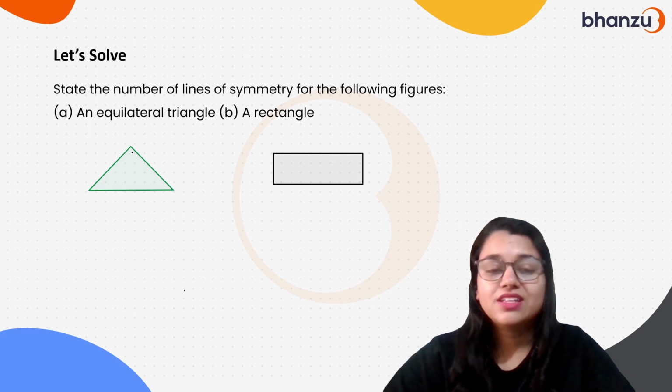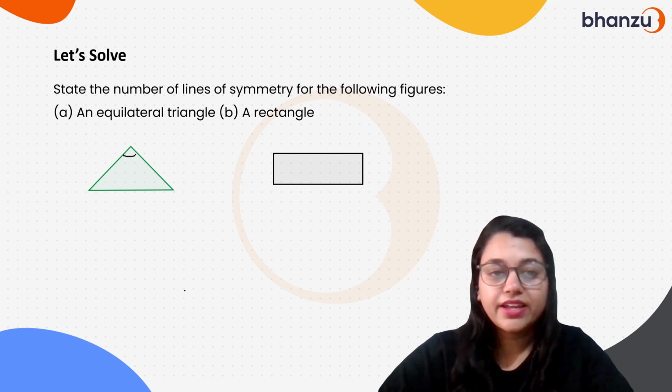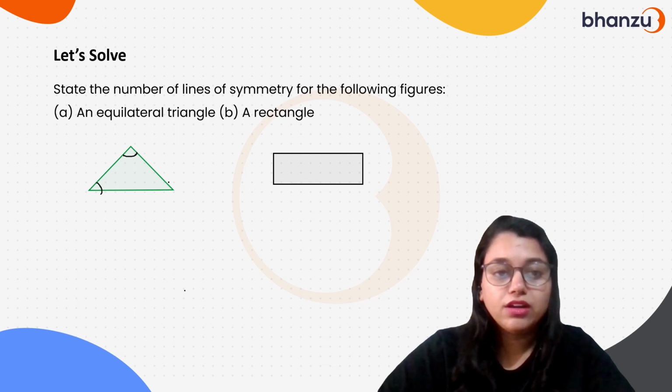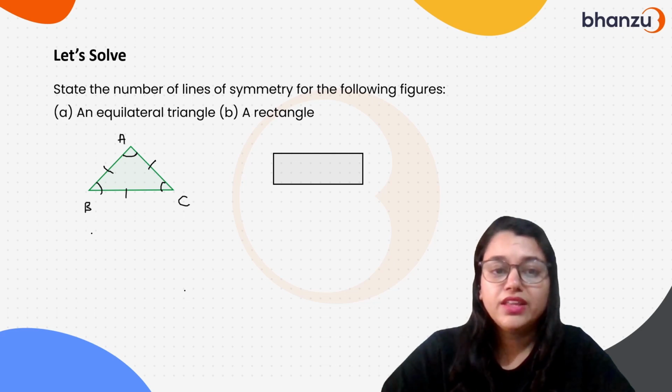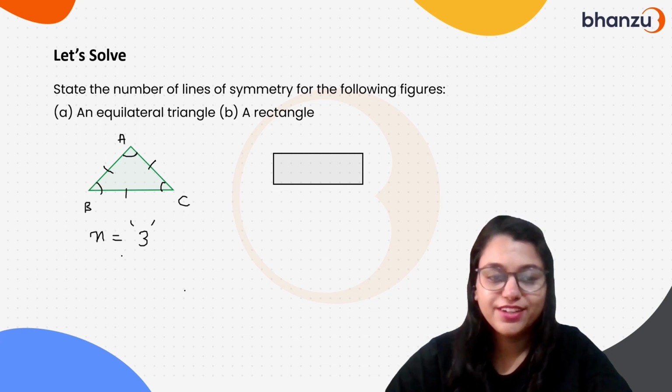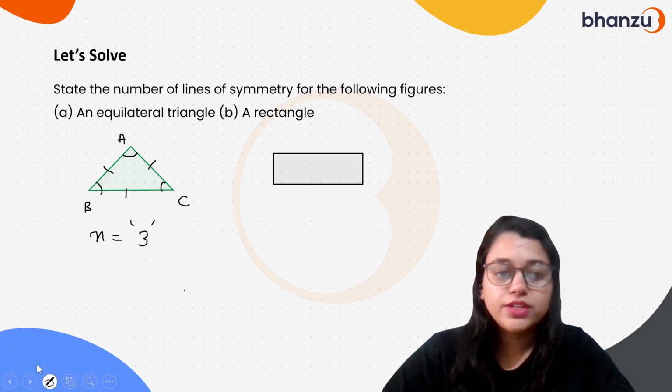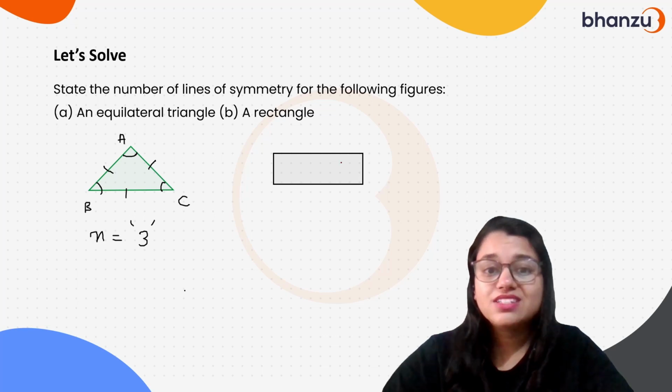So students, as I told you, an equilateral triangle is a regular polygon, right? In which all the sides and all the angles are equal, right? So if it is a regular polygon, then how will we find the number of lines of symmetry? The number of lines of symmetry will be equal to the number of sides, that is 3 here. Understood? Wonderful.